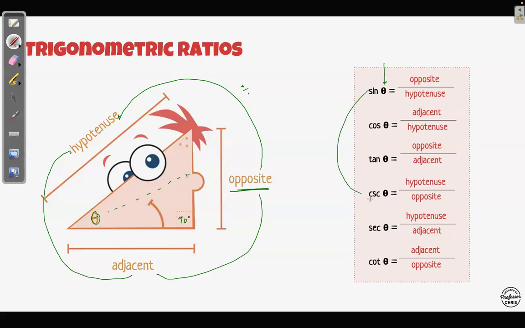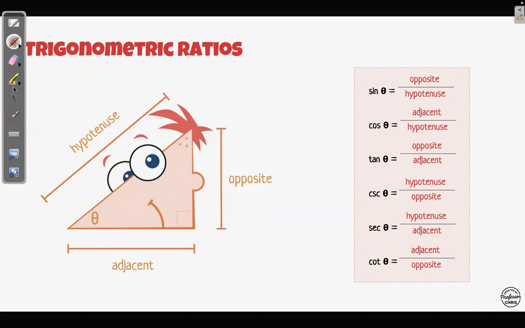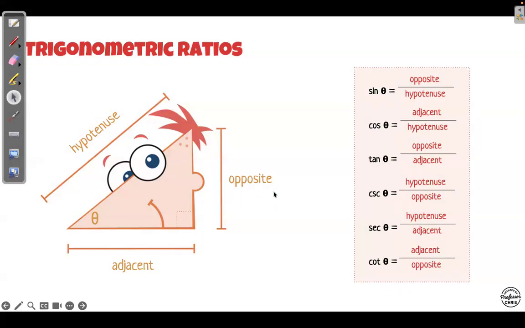So if you divide, those are reciprocal. If you divide the hypotenuse by the opposite, we call it cosecant. If you divide the hypotenuse by the adjacent, we call it secant. And if we divide the adjacent by the opposite, we're going to call it cotangent. So sine, cosine, and tangent have their own reciprocal ratios. And now let's put that together in the following example.